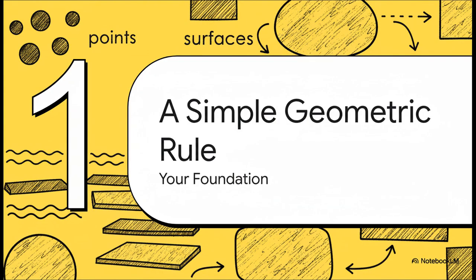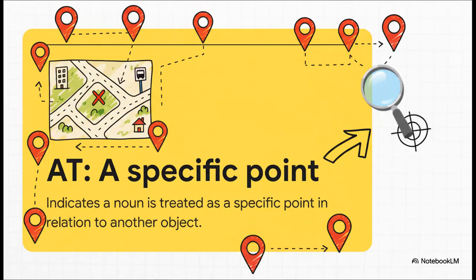Okay, so here is the key. Forget grammar for just a second, and I want you to think like a geometer. We're going to map these words onto three really simple ideas: a specific point, a flat surface, and an enclosed space. First up, we've got at. I want you to think of at like a laser pointer. It's marking a single, specific point in space. You're at the entrance, you're at the bus stop, you're at a specific address. It's all about pinpoint precision.